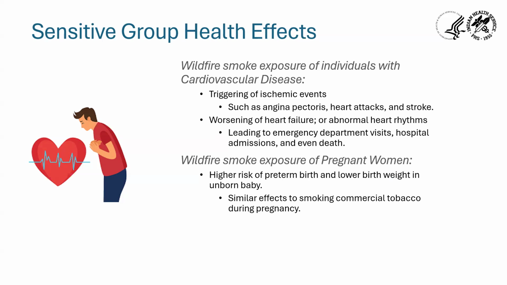And then also for pregnant women, there is a higher risk of preterm birth and lower birth weight in unborn babies. This is largely seen with exposures during the third trimester. It's similar to the effects of smoking commercial tobacco during pregnancy, which makes sense because it's similar contaminants. So there is increased risk for pregnant women as well for preterm birth and low birth weight.